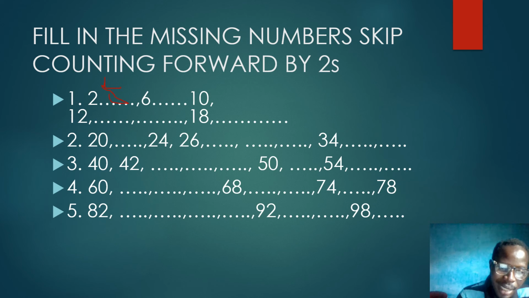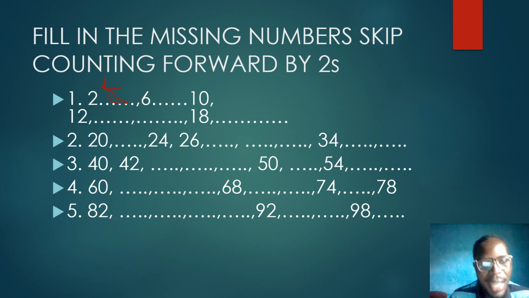60. Add 2 to 60, 62. You add 2, 64. Add 2, 66. Add 2, 68. Add 2, 70. Add 2, 72. Add 2, 74. Add 2, 76. Add 2, 78. Get to the next example.